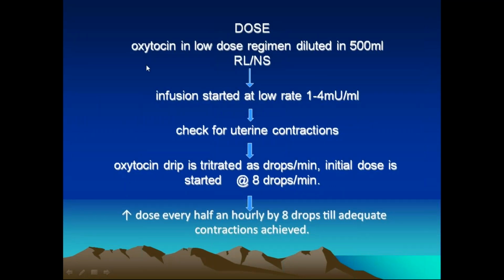So this is the method of oxytocin in the low dose regimen, diluted in 1 liter of RL or NS, and we'll start an infusion rate of 1 to 4 milli international units per minute, and then we'll check the uterine contractions. If there are adequate uterine contractions, then we'll maintain the dose at this. Adequate contractions means we have to get 3 to 4 contractions over a period of 10 minutes, each lasting 30 to 40 seconds. If they are not adequate, then we'll go with titration and increase the dose.